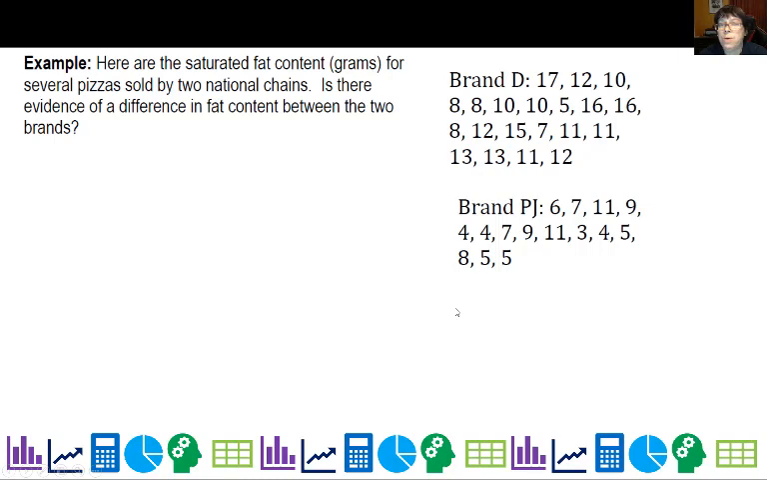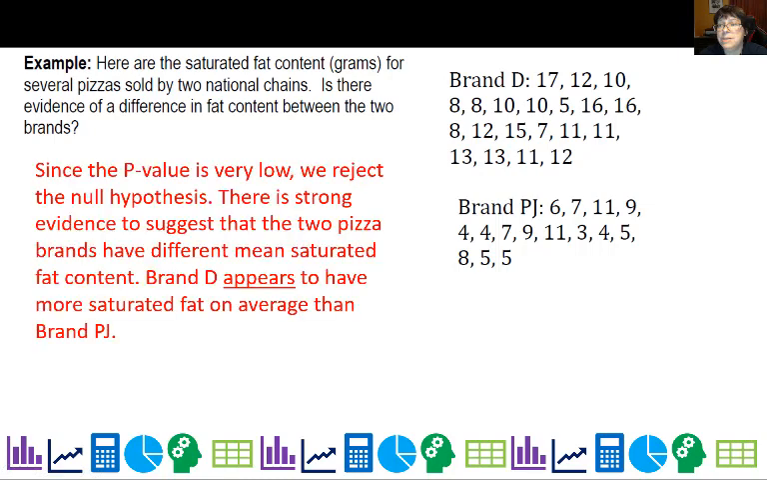Okay, so let's go ahead and conclude. Since the p-value is very low, which it is, we reject the null hypothesis. There's strong evidence to suggest that the two pizza brands have different mean saturated fat content. Brand D appears to have more saturated fat on average than brand PJ. See how we're being extra clear on the direction here.